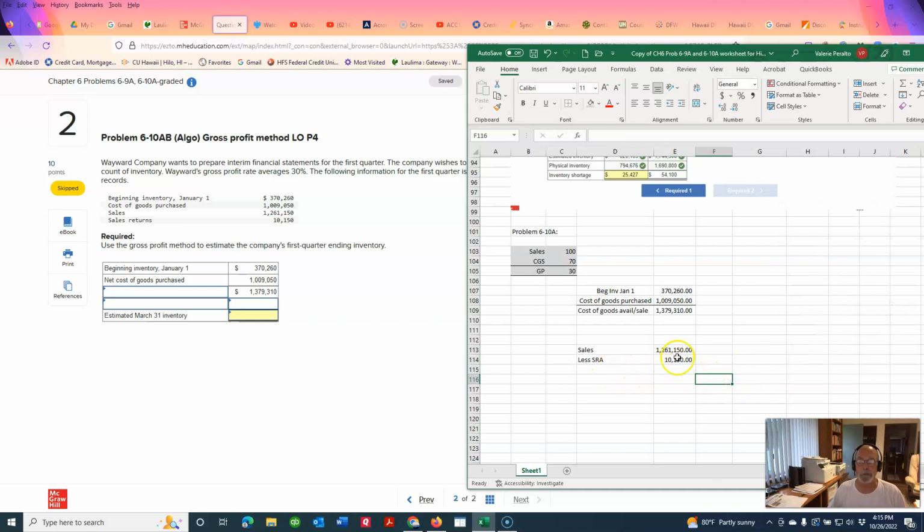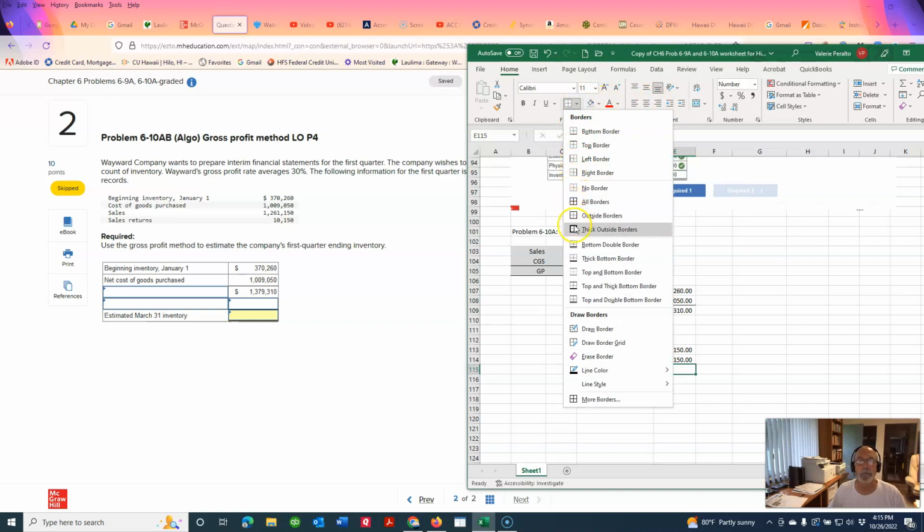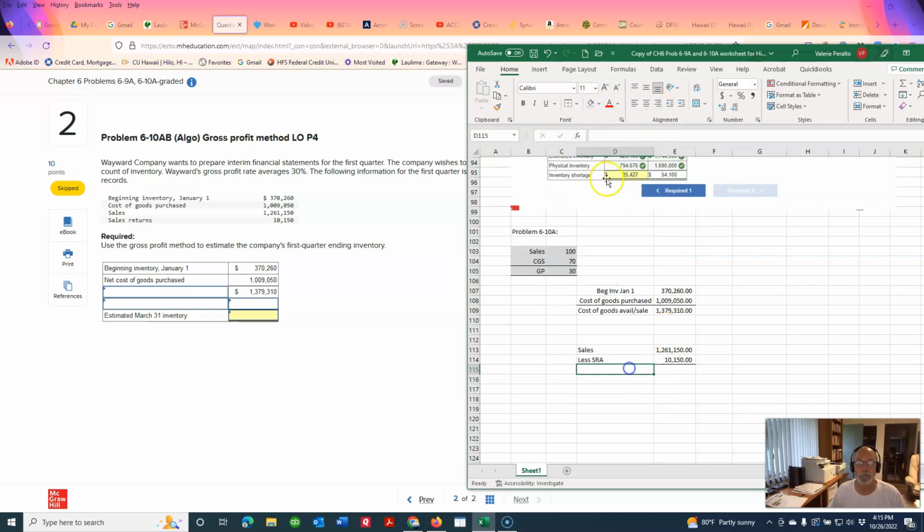Okay, so if we take sales returns from sales, that gives us net sales. Sales less sales returns. Our net sales, 1,251,000 even. Okay, then it says use the gross profit method to estimate the company's first quarter ending inventory.